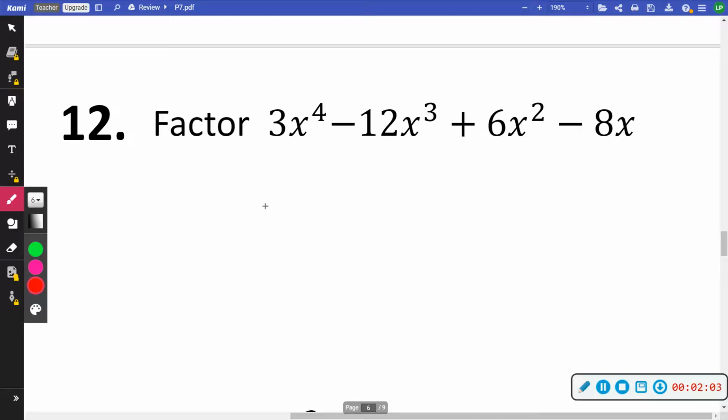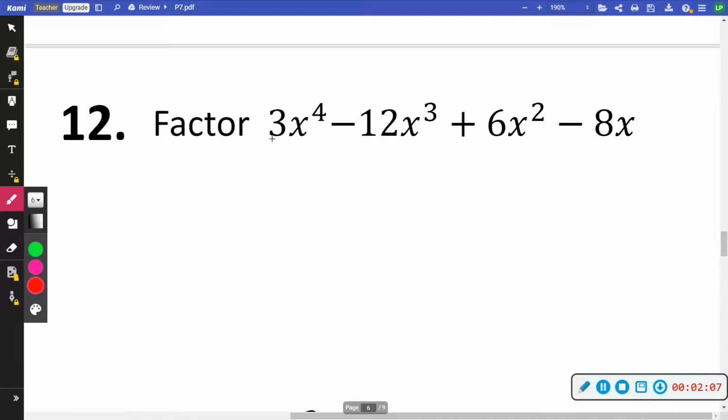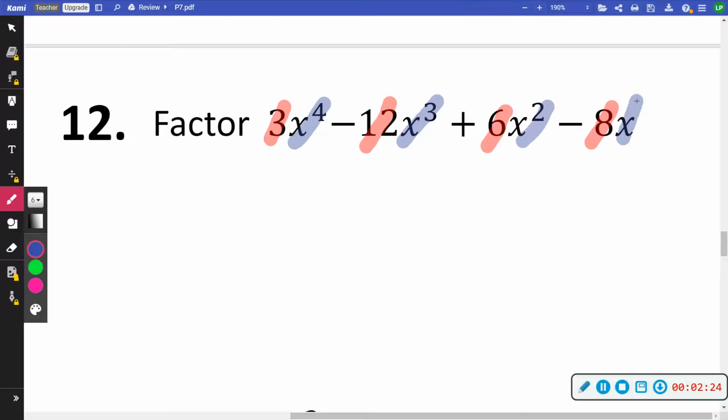All right, this one. There are a lot of terms. I'm going to look for GCF. So I look at 3, 12. 3 goes into 12. 3 goes into 6. 3 does not go into 8. So never mind there. But on the x's, I got x, 3 x's, 2 x's, 1 x. So what I'm going to do is take out 1 x and then write down what's left over.